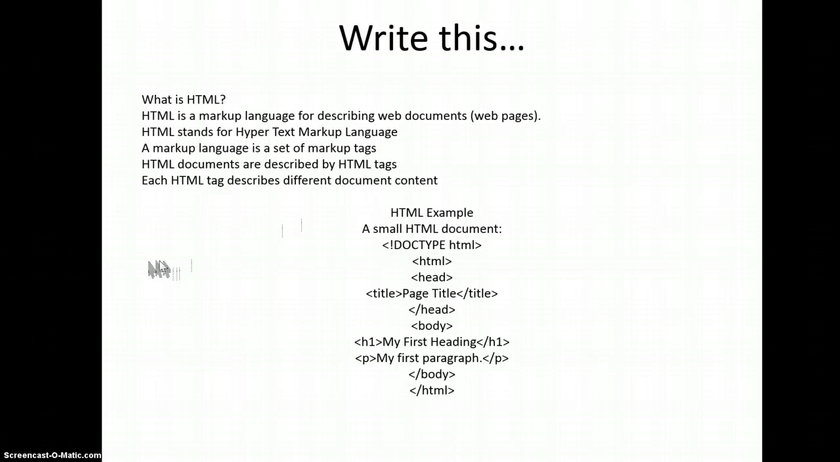HTML is a markup language for describing web documents, web pages. HTML stands for Hypertext Markup Language. A markup language is a set of markup tags. HTML documents are described by HTML tags. Each HTML tag describes different document content. There are a lot of tags.